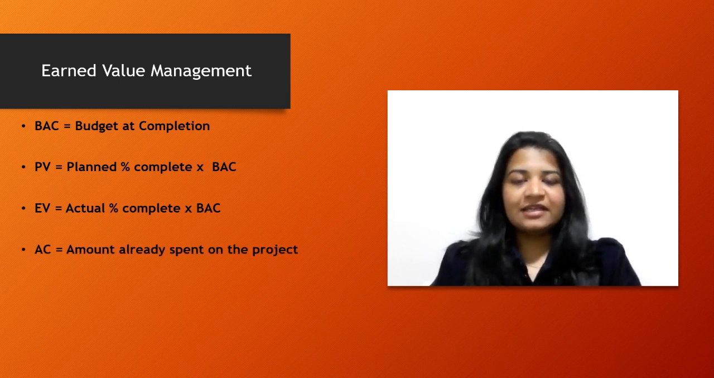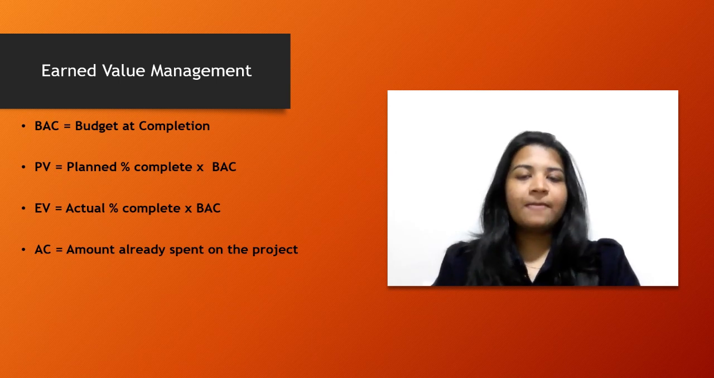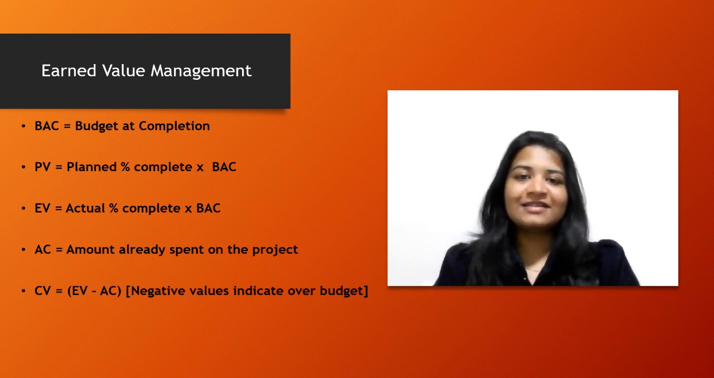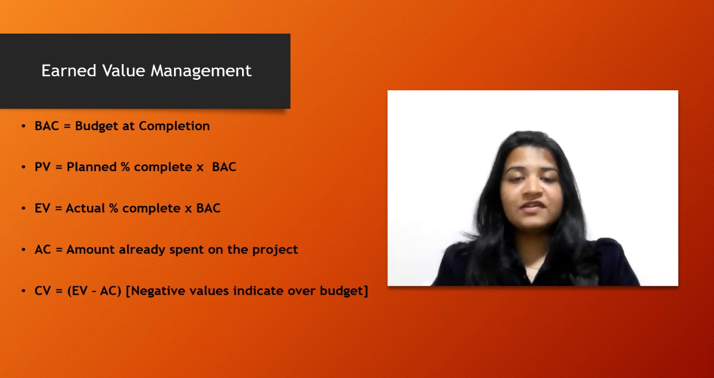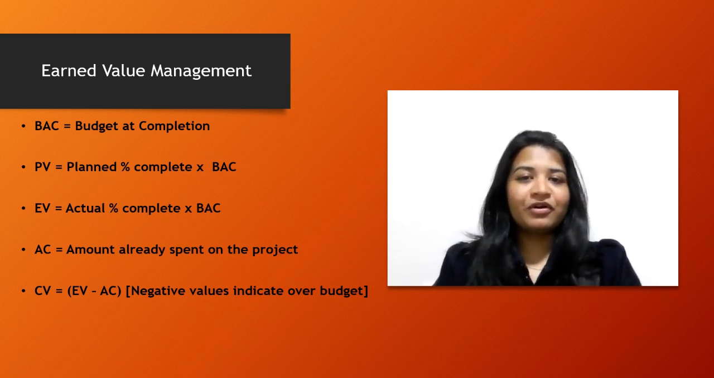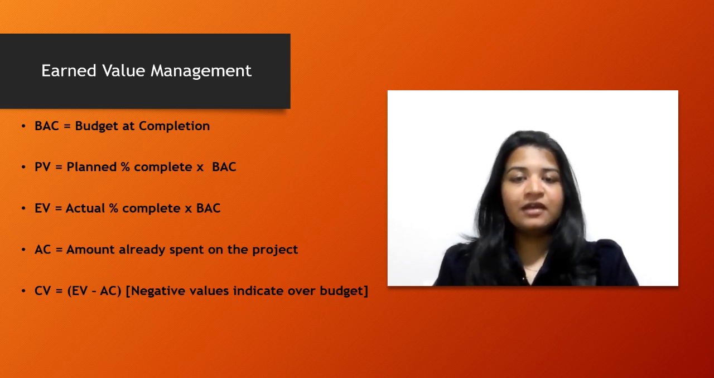Next we have AC, which is the actual cost or the total amount of money spent for the project until whatever time period you are calculating on. So it is nothing but the amount already spent on the project. Next we have CV, or cost variance, which is EV minus AC. Please remember that negative values for CV do mean that your project is over budget. So always make sure to have CV values positive whenever asked during the exam.